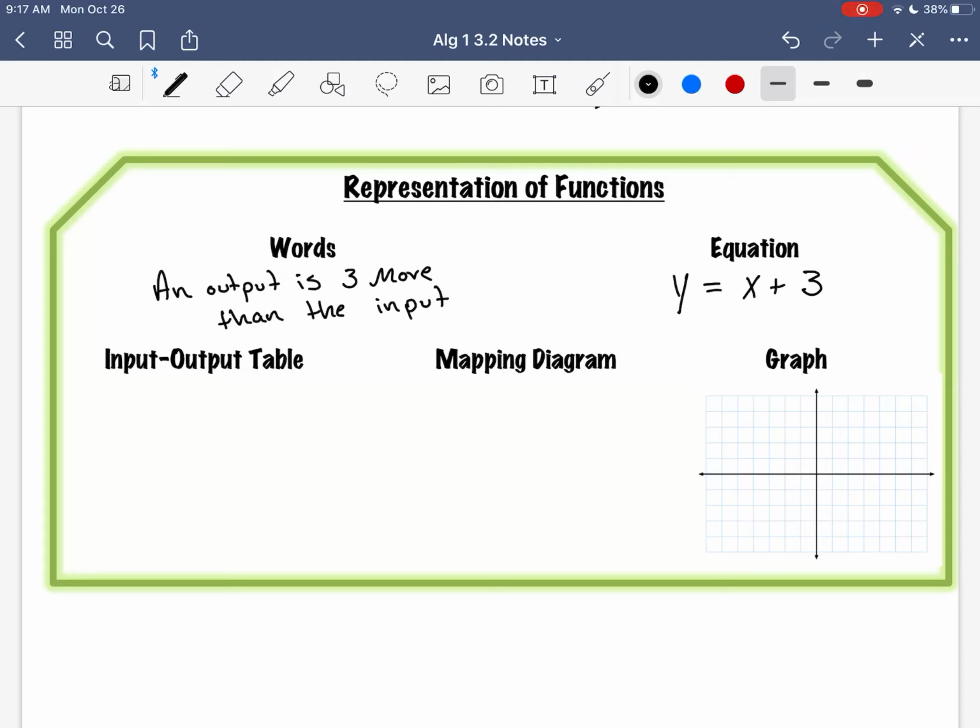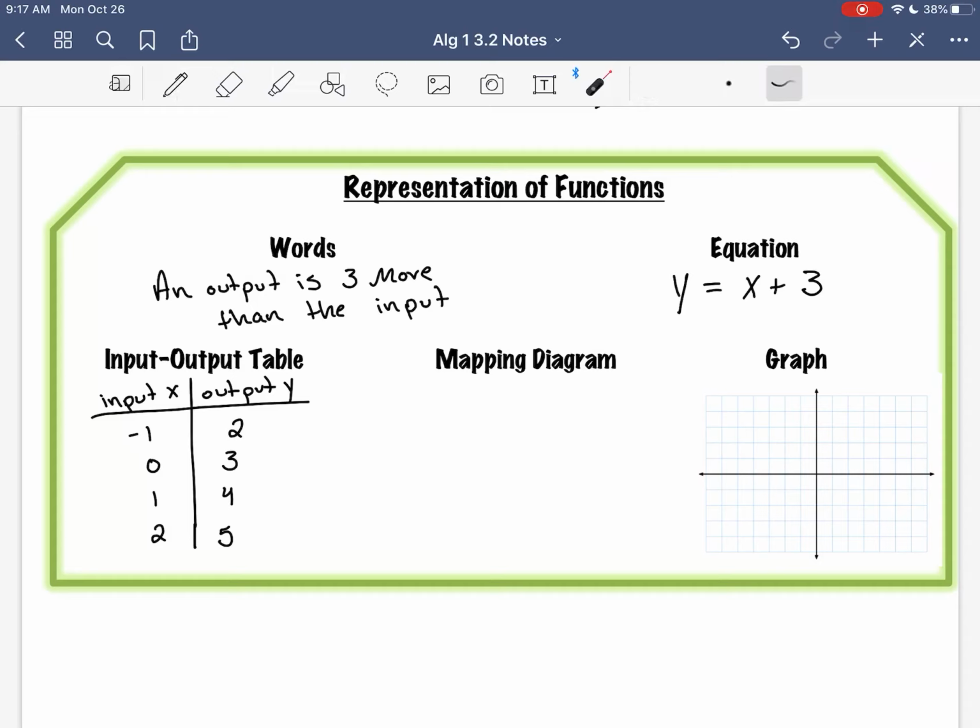So we could have input, here is x, output, here is y, and I could put numbers in. If I put in a -1, -1 plus 3 is 2. I could put in a 0, 0 plus 3 is 3. I could put in a 1, 1 plus 3 is 4. I could put in a 2, 2 plus 3 is 5, and so forth. So there's an input-output table still representing this same function. These are all the same function, they're just different ways of writing them.